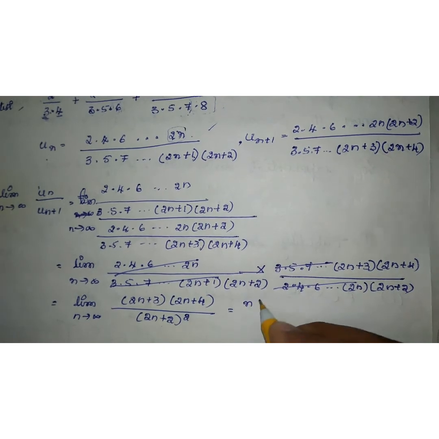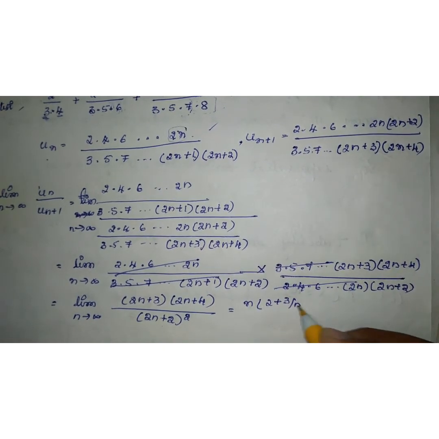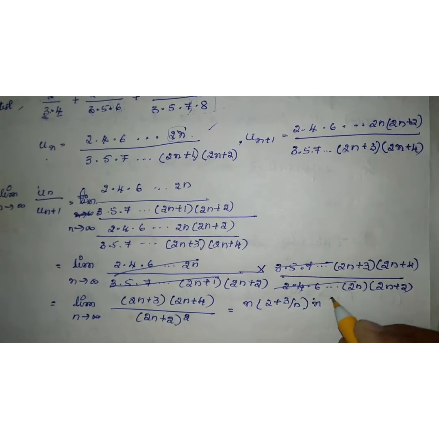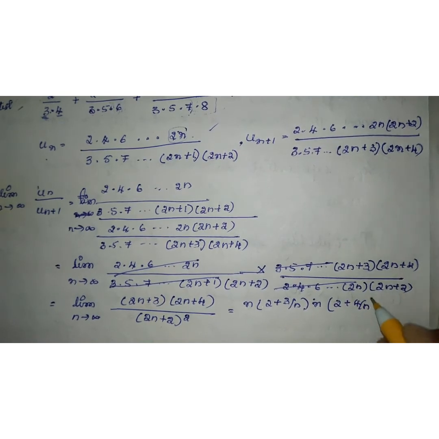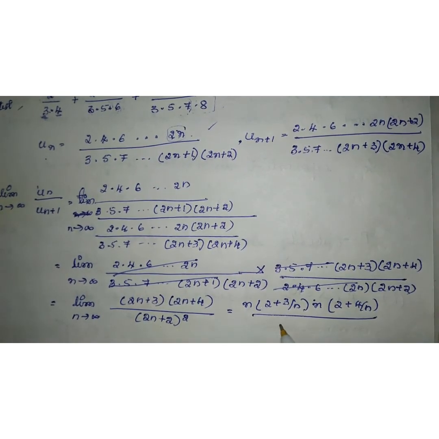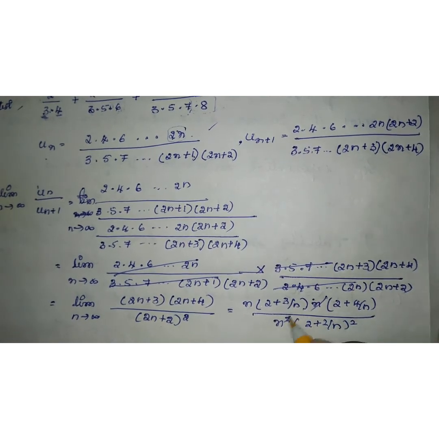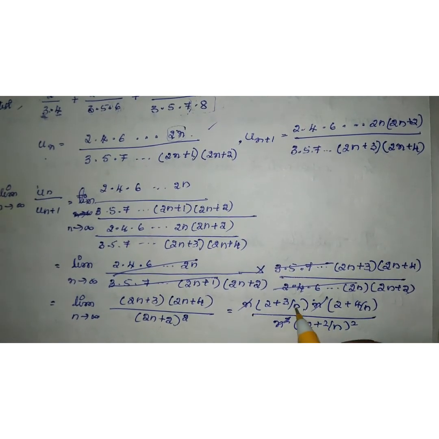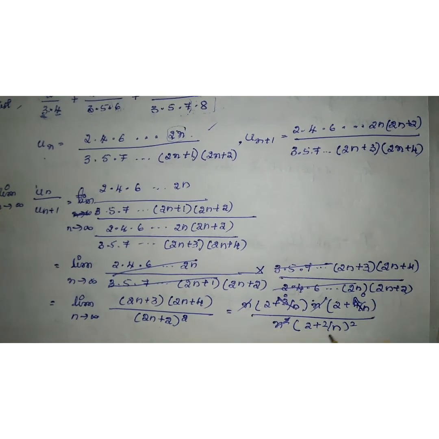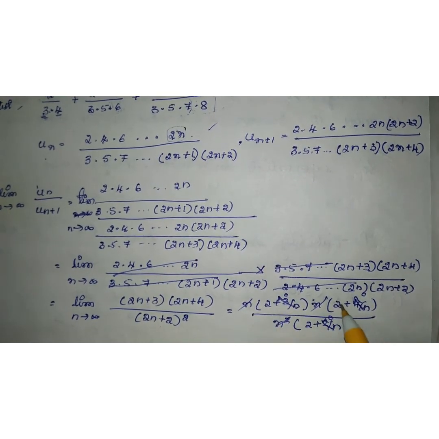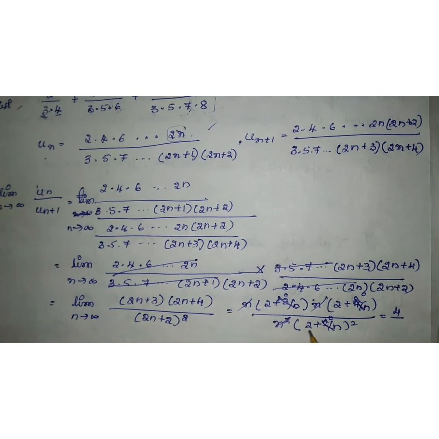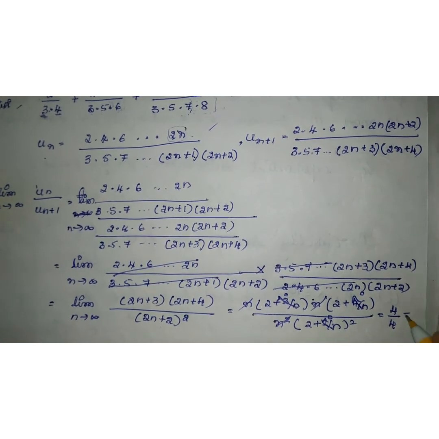So here taking n common, you get 2 plus 3 by 2n into, taking n common, 2 plus 4 by n, divided by, taking n square outside, 2 plus 2 by n whole square. So n gets cancelled. 3 by n is 0, 4 by n is 0, 2 by n is 0. So it is 2 into 2, 4, by 2 square, 4, equal to 1.